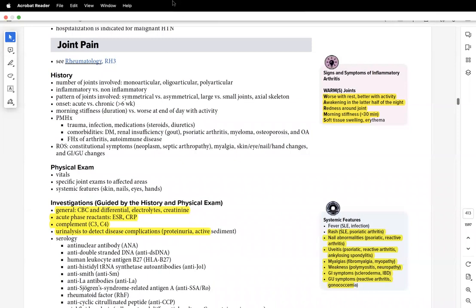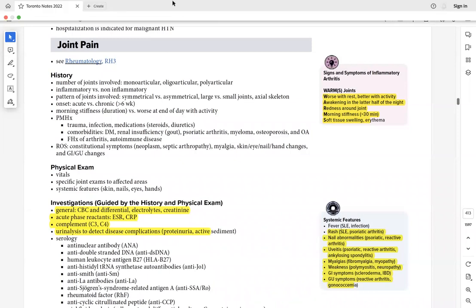So first, what are we going to ask in the history if the patient is presenting with a pain in the knee joint? We're going to ask whether it is one joint or more than one joint, same area joints or different joints. Then, is it inflammatory or non-inflammatory? We have to first differentiate this. And how will we differentiate that? On the basis of history questions.